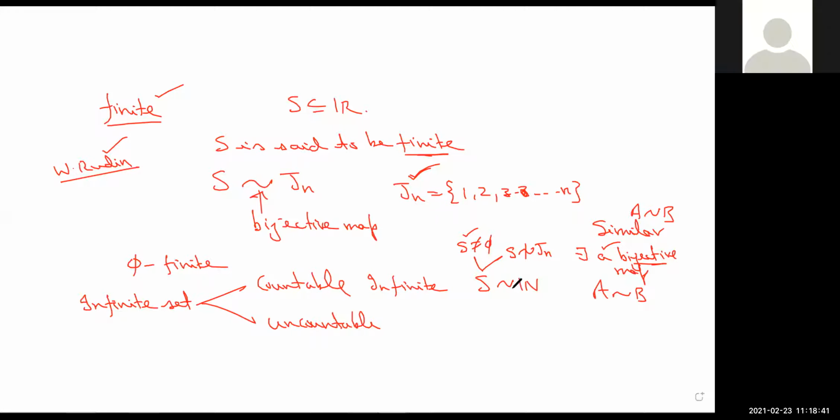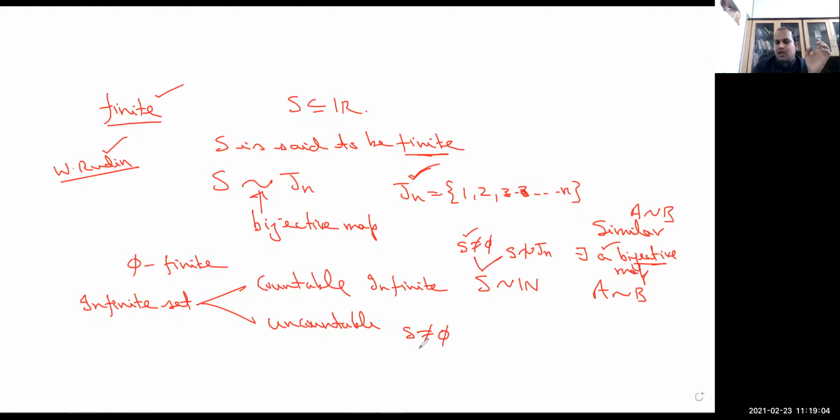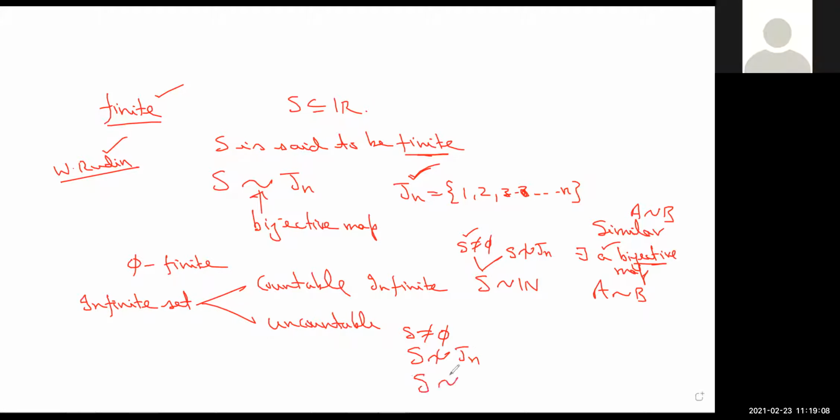So, yes. And what about uncountable? Which is not countable. Which is non-empty, not similar to Gn, and not similar to set of natural number. Key points समझ में आया? A set is said to be uncountable if it is non-empty, if it is not similar to Gn, if it is not similar to set of natural number.